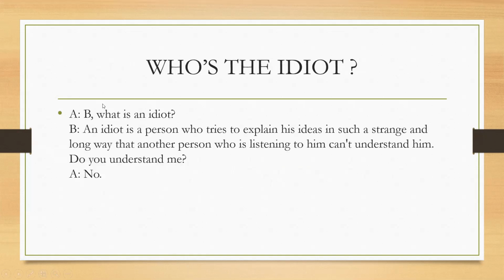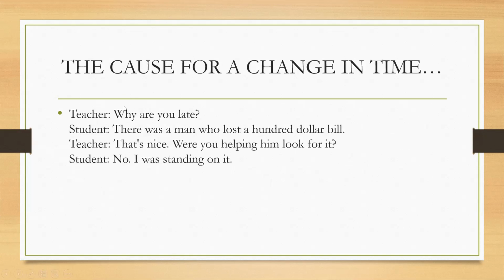Next one. A and B were having a conversation. A says to B, "B, what is an idiot?" An idiot is a person who tries to explain his ideas in such a strange and long way that the other person who is listening can't understand him. Do you understand me? A says. So I'm not going to explain it. Good one. A teacher says, "Why are you late?" The student says, "There was a man who lost a $100 bill." The teacher says, "That's nice. Were you helping to look for it?" The student says, "I was standing on it."